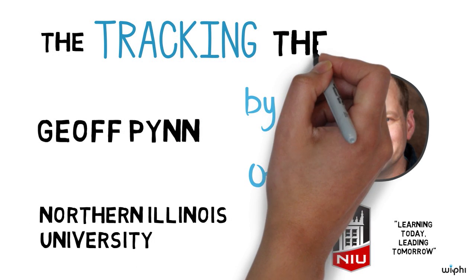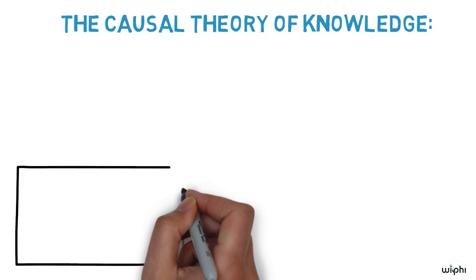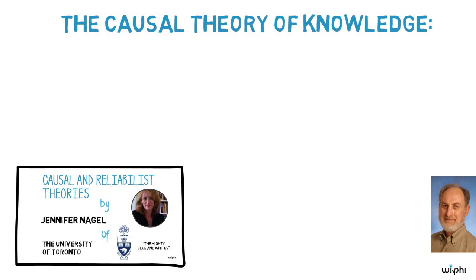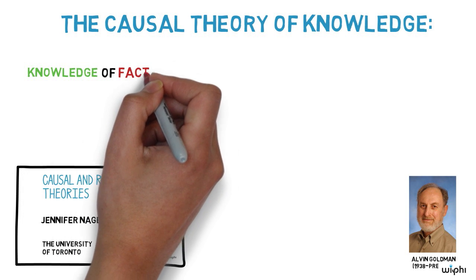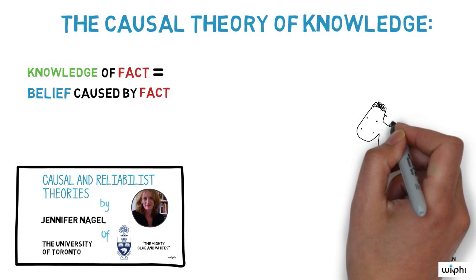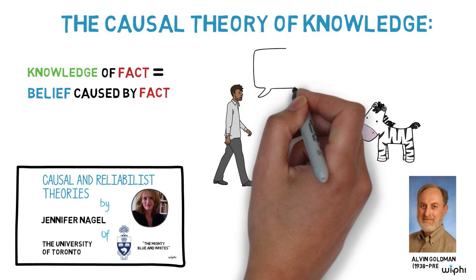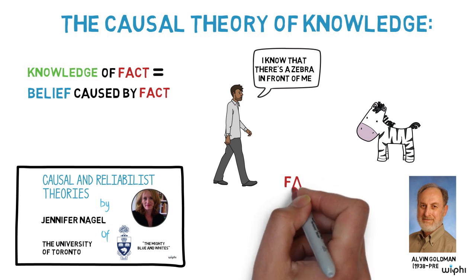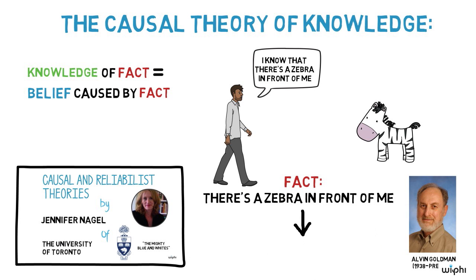Let's start by reviewing the causal theory of knowledge, which Jennifer Nagel discussed in the previous video in this series. The causal theory, invented by Alvin Goldman, says that to know a fact is to have a belief that was caused by that very fact. Suppose that I'm visiting the zoo and see a zebra. I know that there's a zebra in front of me. The causal theory says that this is because, given how my visual system works and my knowledge of what zebras look like, the fact that there's a zebra in front of me caused me to believe that there's a zebra in front of me.